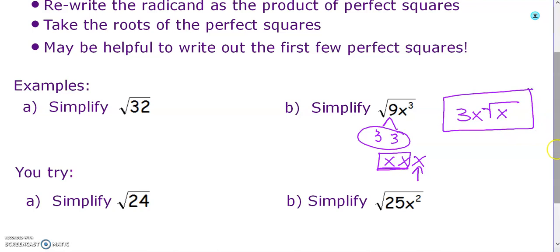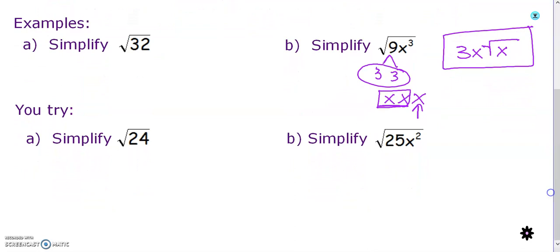Let's take a look at letter B for the next one. This is a you try. You can pause your video and try it, and then come back and take a look.